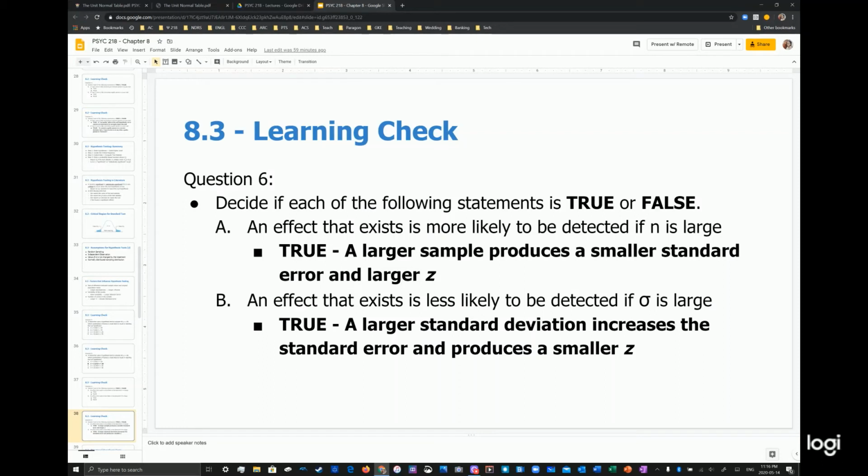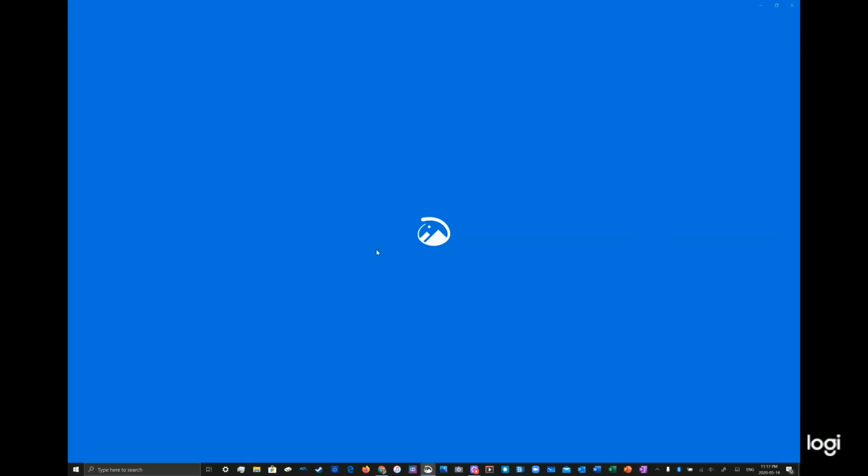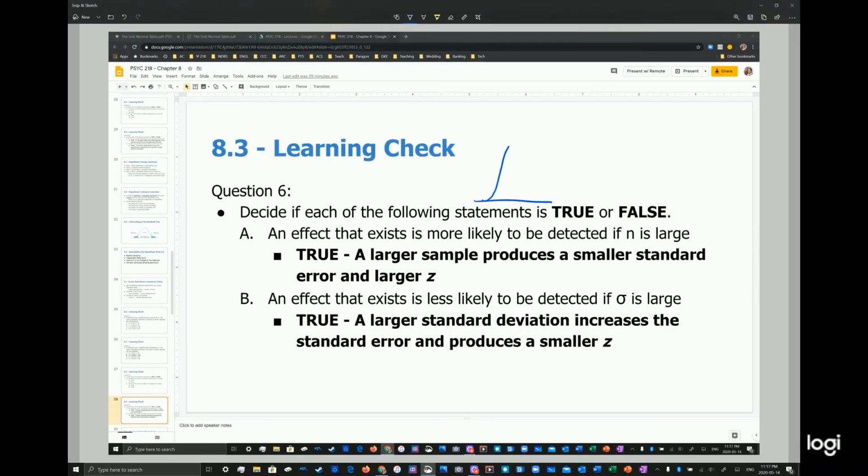Both of these statements are true. Again, if n is large, our sample size is large, we produce a smaller standard error. Therefore, the sample means are going to be more tightly packed towards the mean. So instead of some sampling distribution that is fatter and flatter, shorter and wider, you're going to get a sampling distribution that is taller and thinner.